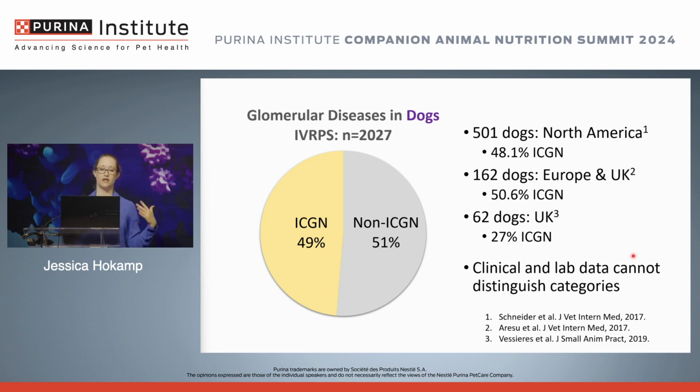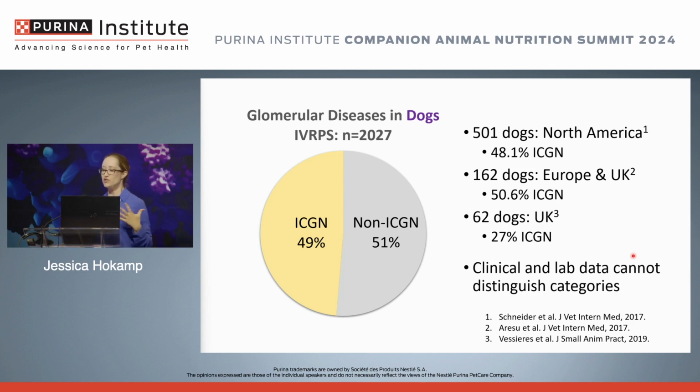And in the North American study and that by Dr. Aresu in Europe and the UK, we found, again, a very similar split, about half ICGN, half non-ICGN diseases. Interestingly, when the UK alone was evaluated, it was a smaller study, and it had a smaller prevalence of ICGN in those dogs. And it was suggested that this may be due to a variation in the antigenic causes, or the underlying causes of the immune complex development, depending on the region that an animal lives.